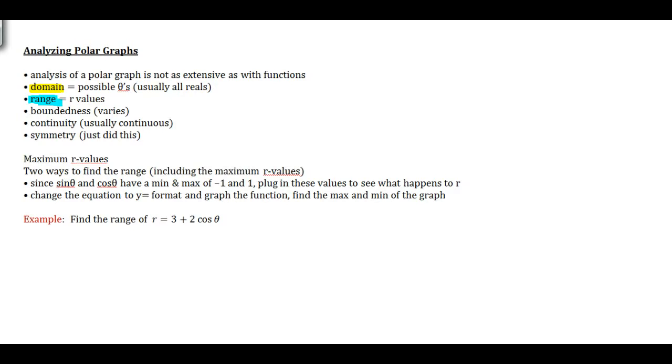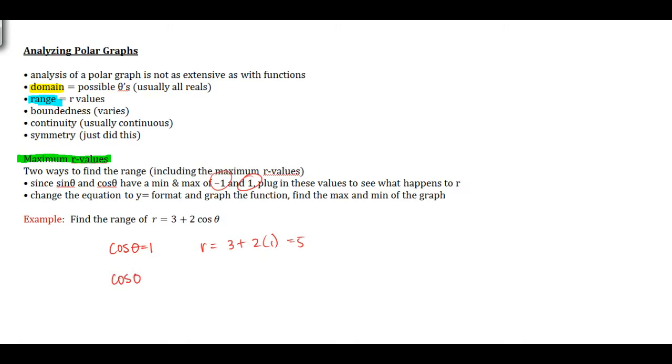So let's talk about the range, or the maximum for the R values, right? So there's two ways to find it, and I usually take the quick way. If an equation has the word cosine or sine in it, I know that the most that cosine can be is 1, and the smallest cosine can be is -1. Same thing for sine. So I usually just plug those in and see where my R values are going. So look, if the biggest thing I can get out of cosine is a 1, then this equation would be R equals 3 plus 2 times 1. The biggest it's going to get is 5.